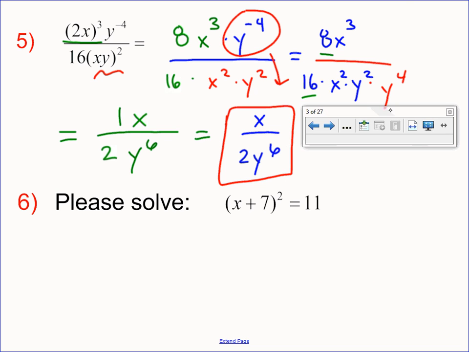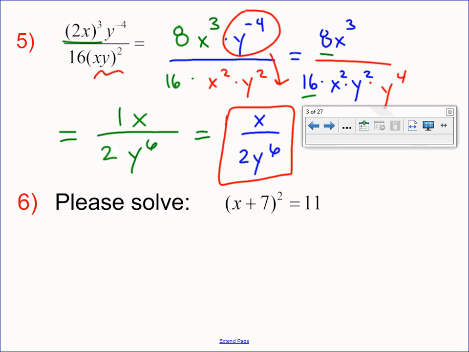Oh, this is a blast from the past. Don't write x squared plus 49. We cannot distribute an exponent through the parentheses if there's a sum or difference. And this is exactly what people did on their Unit 1 test and lost points. And so you cannot distribute an exponent through the parentheses if there's addition or subtraction. This is not equivalent to x squared plus 7.